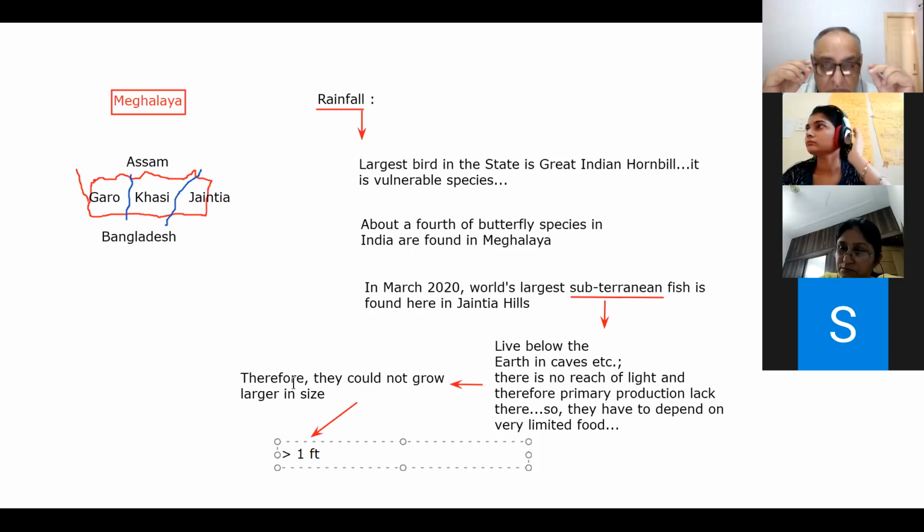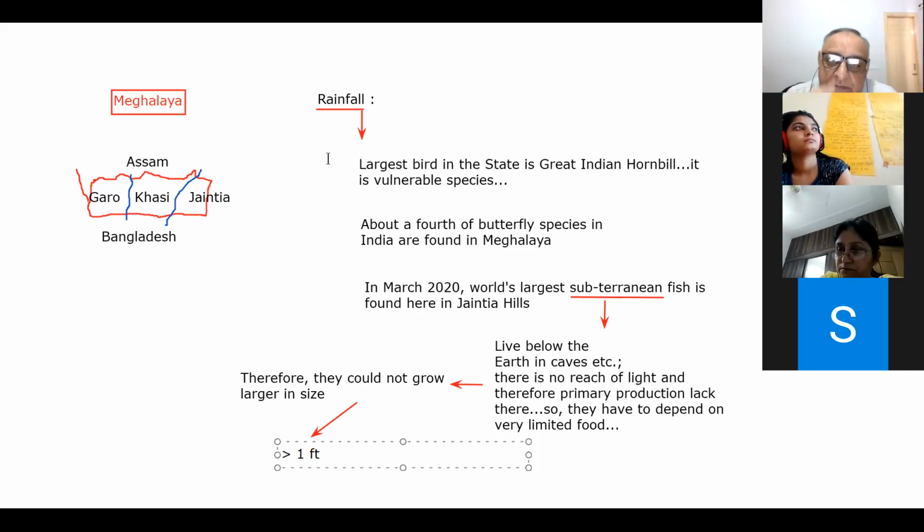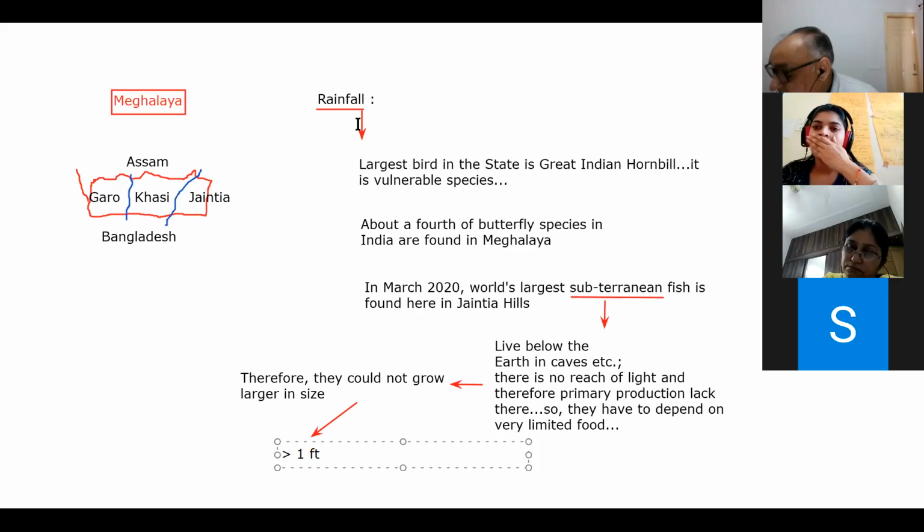And mostly these fish are blind, right? This is important here. So bear this in mind.